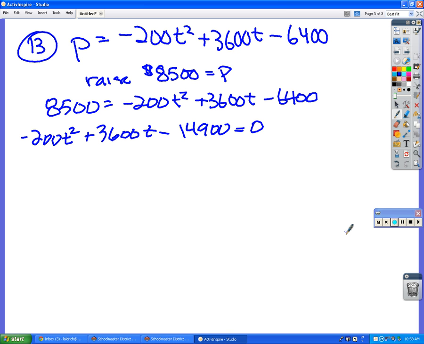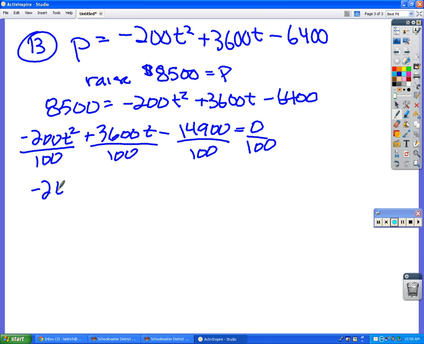So let's divide everything first by 100, because all of these are divisible by 100. And the nice thing about doing that is, what is 0 divided by 100? 0. So it still stays equal to 0. So this is going to reduce down to negative 2t squared plus 36t minus 149 equals 0. And that'll make the math that we're about to do a lot easier. Okay?